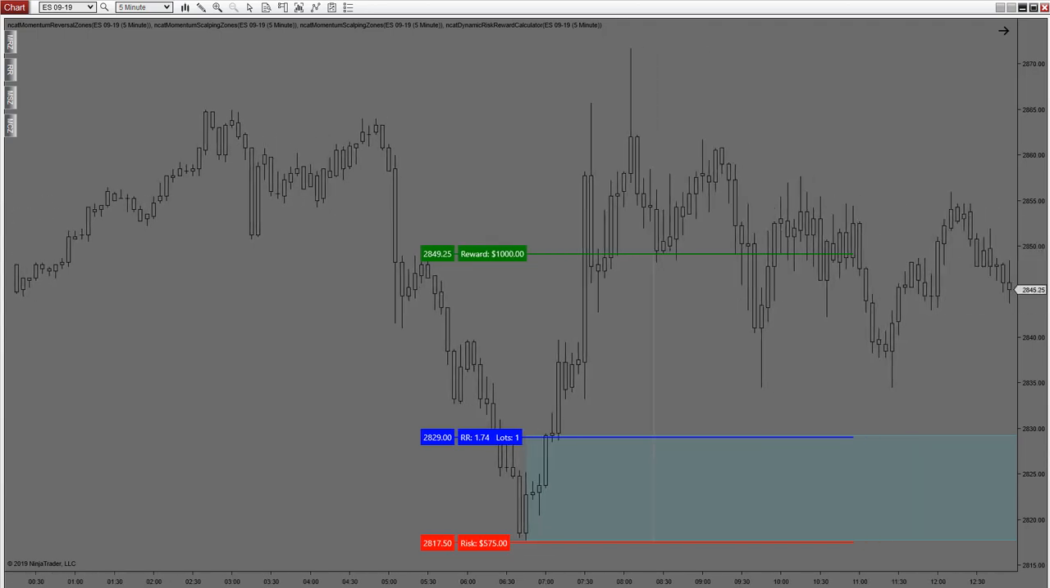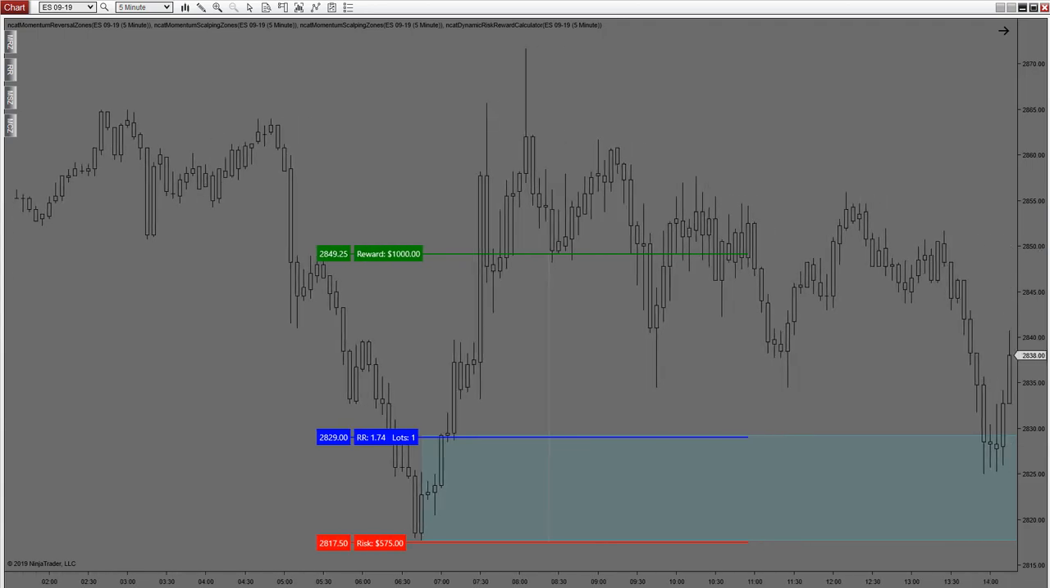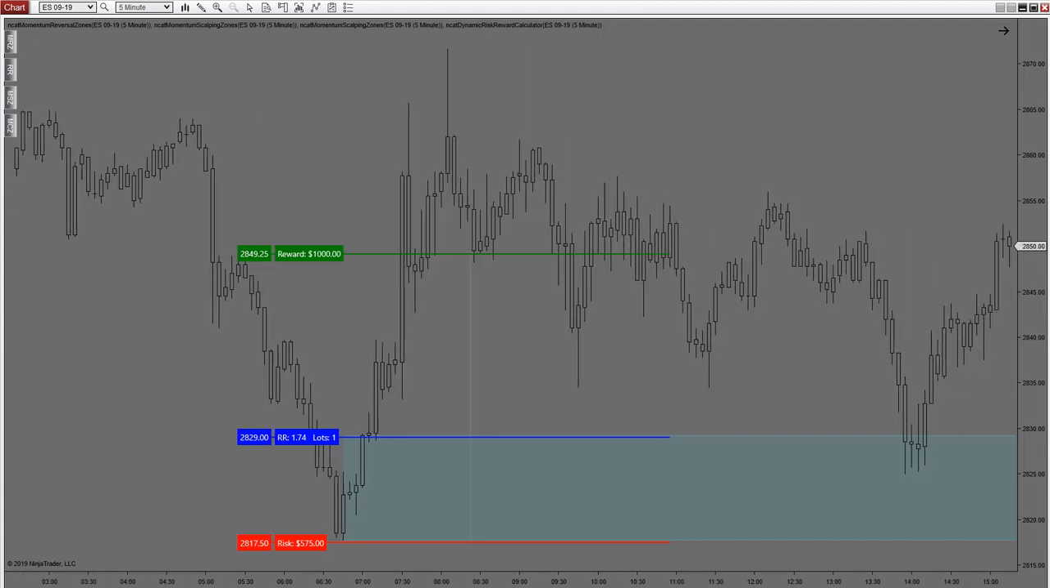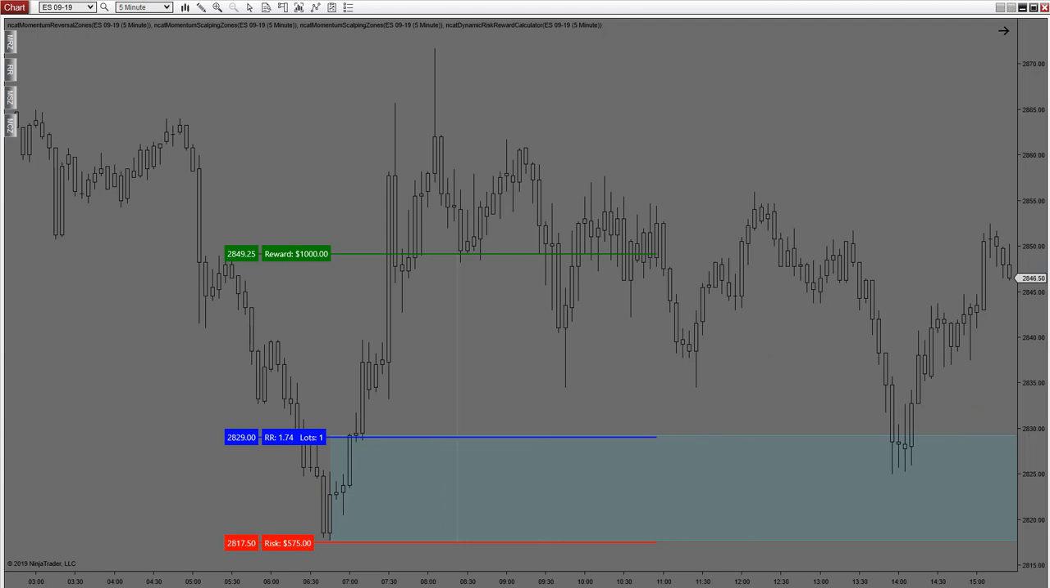Let me play the market further here. And here it goes. So the market comes to our levels. We get long into position at 28, 29, as we planned. We put our stop here and our profit target here, and we move further. And here we hit our profit target.